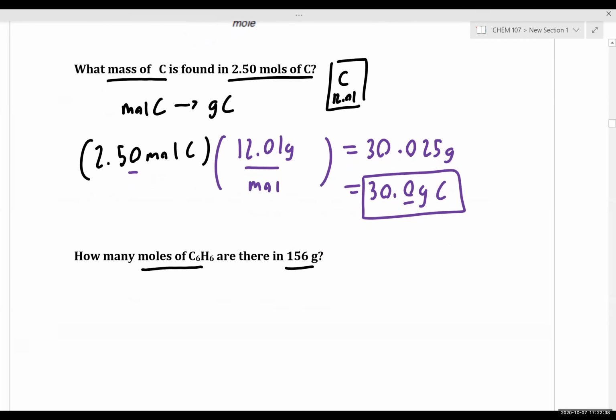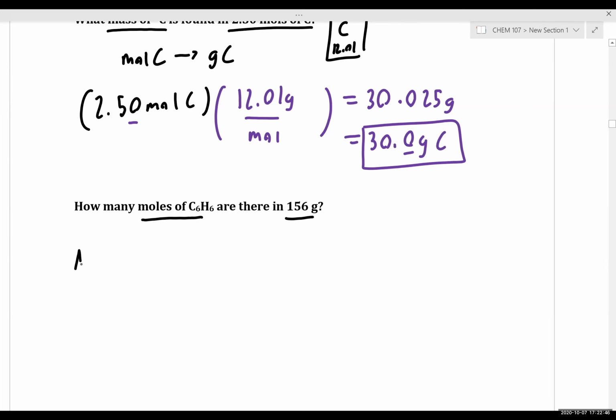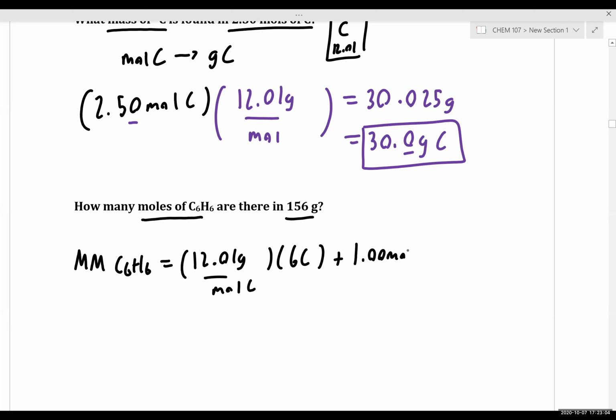Let's look at this next case. We're asked how many moles of C6H6, which is benzene, are there in 156 grams? So first we need to calculate the molar mass of C6H6. So we take the mass of carbon, which is 12.01 grams per mole of carbon. We know that we have 6 carbons. We then take the mass of hydrogen, which is 1.00 gram per mole of hydrogen, and we multiply by our number of hydrogens.